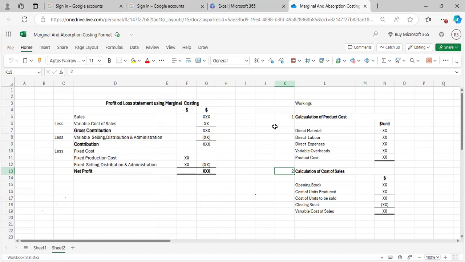Marginal costing is also known as direct costing or variable costing. Why? Because it is focused on the concept of variable cost. We cover the variable cost first, then we talk about the fixed cost. Okay, this is all about marginal and absorption costing.